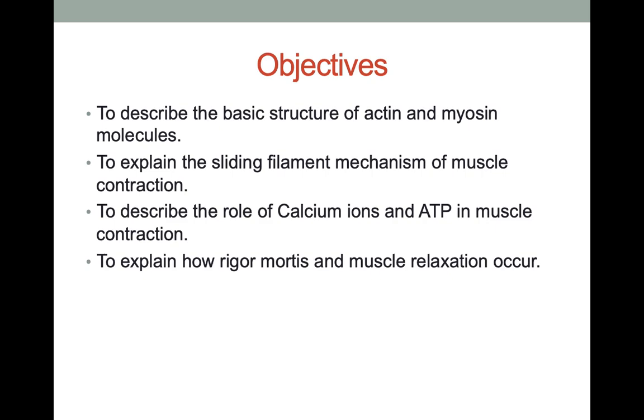The calcium is what opens up or exposes the active sites on the actin molecules, so myosin can grab it and move it. And without ATP, we would never be able to release the myosin-actin bond, so we would be stuck in that position, and that would not be a good thing. That's what leads to rigor mortis.